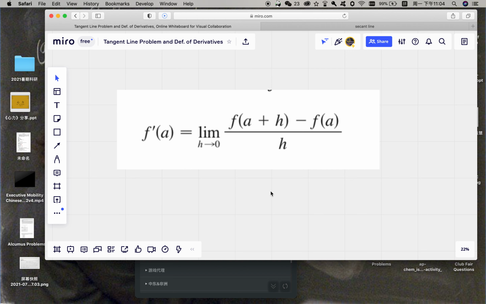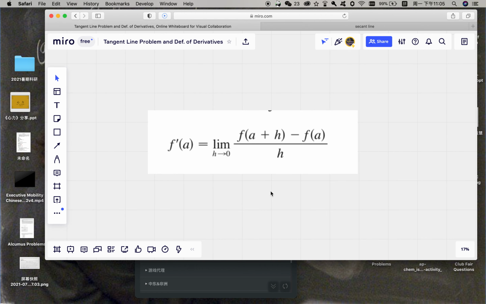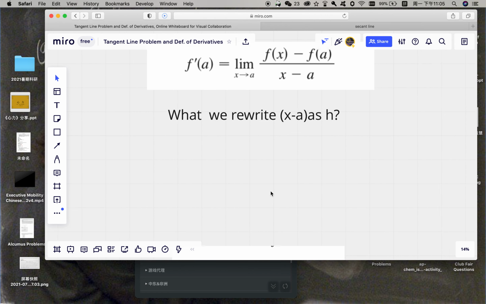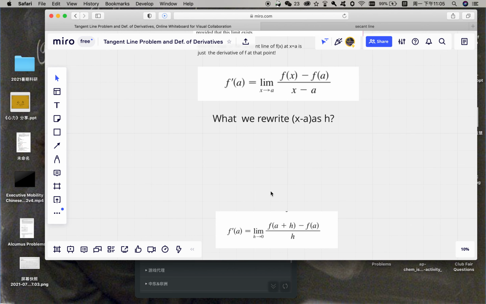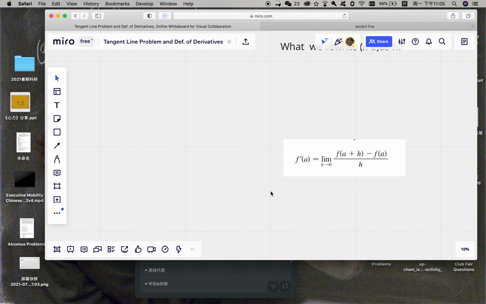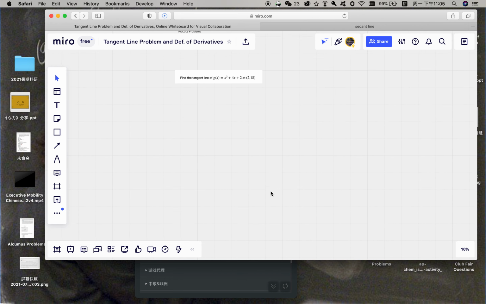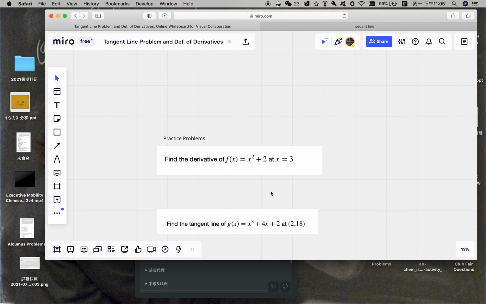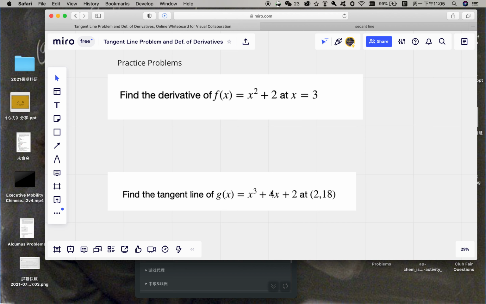In future problems, you need to be able to compute the derivative of f of x at a given point proficiently through both of these definitions. So now I'm giving you two practice problems. I recommend you pause this video here. Try the problems on your own first before I show you how to solve these two problems.